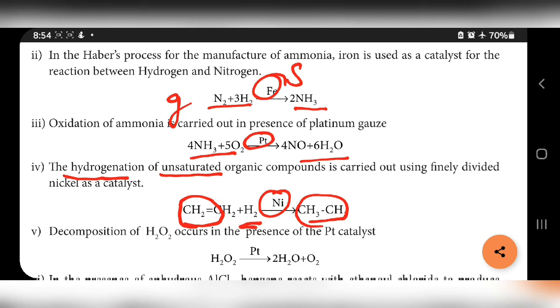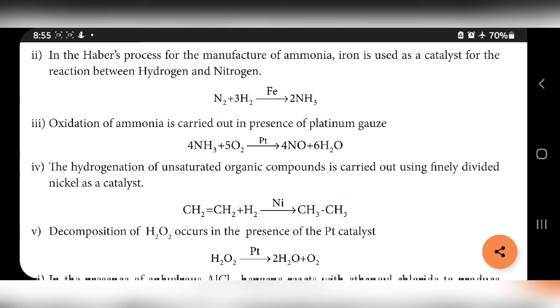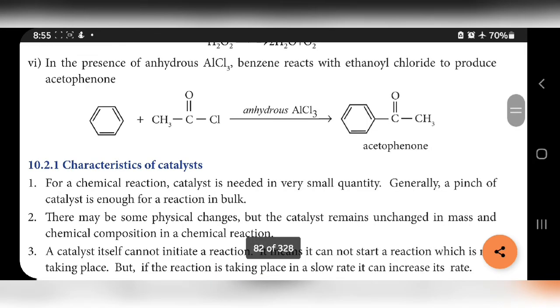Decomposition of hydrogen peroxide. Decomposition, as you already know, means splitting. So decomposition means one molecule is split into two products. That is called decomposition. Here also all are in the gaseous state except the catalyst. The catalyst is in the solid state. So this is an example of heterogeneous catalysis.